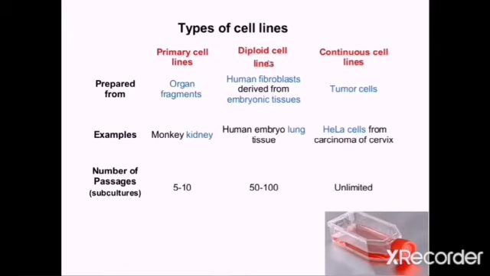Diploid cell line. These are cells of a single type that retain the original diploid chromosomes and karyotype during serial subcultivation for a limited number of times. These cells are developed from human fibroblasts. They can undergo many more cell divisions than the primary cell cultures before dying out, around 50 divisions. They're used for isolation of fastidious pathogens and vaccine production. The example is human embryo lung tissue.